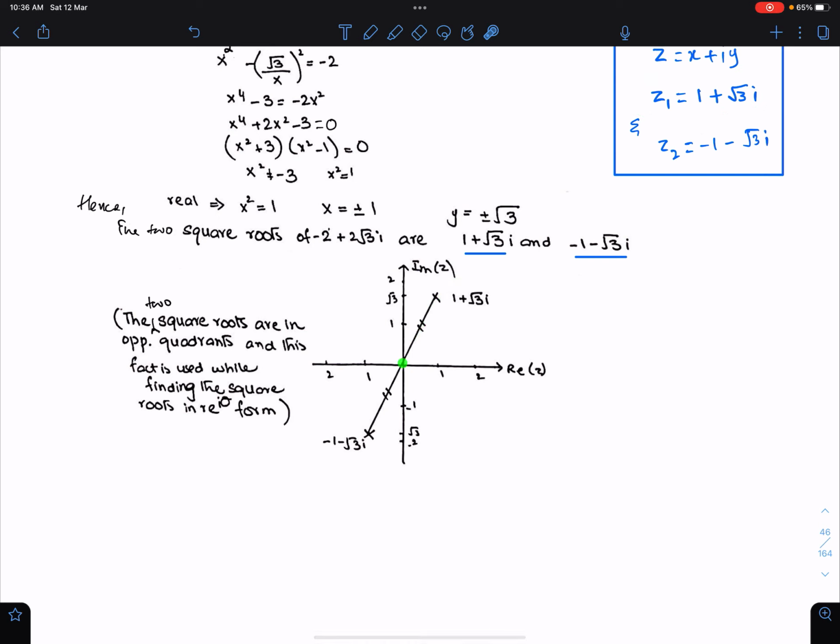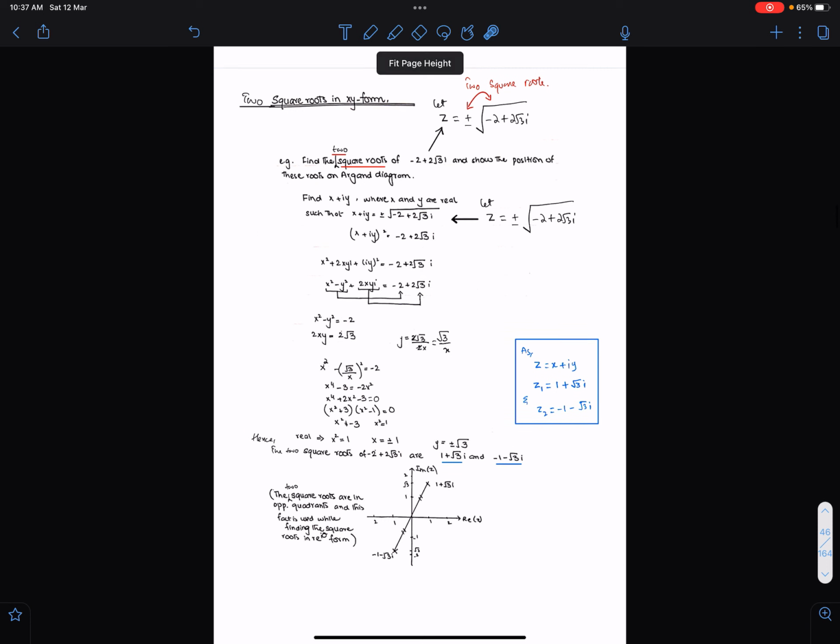And the second root must be in the opposite quadrant. The opposite quadrant of this is third quadrant because of negative sign. So the second root must be in third quadrant because the first root is in the first quadrant. See, the two square roots are in opposite quadrants, and this fact is used while finding the square roots in r e^(i theta) form. We will use this fact while finding two square roots in this form in the next lecture, inshallah. So please check the solution again.